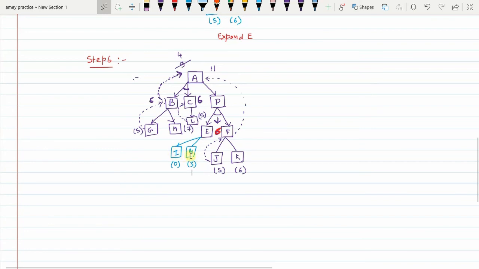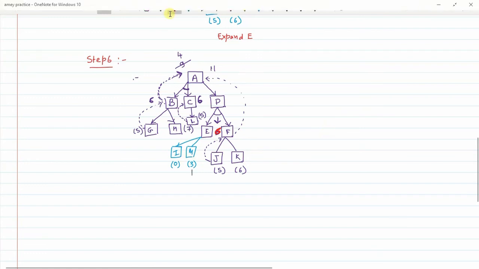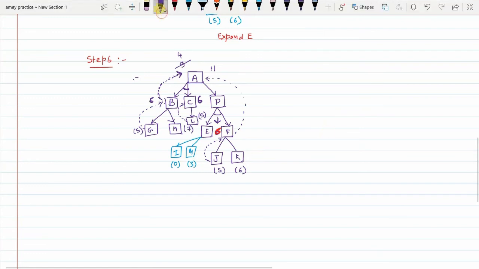Okay, so now let's find out f of I and f of M. So f of I: the heuristic value of node I will be 0, plus the unit cost along the edge connecting E and I, which is 1.